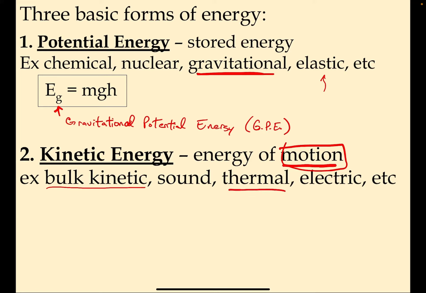Thermal is also just molecules moving. If you heat something up, that something's molecules move faster. Electric is just electricity. That's like electrons flowing through wires. Anyways, what we're going to talk about is bulk kinetic.